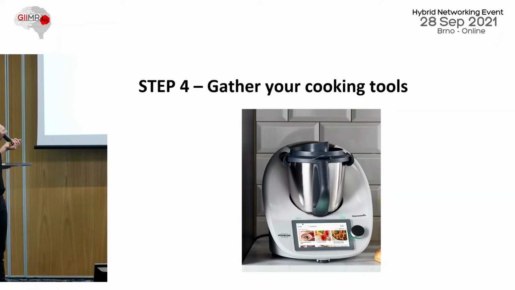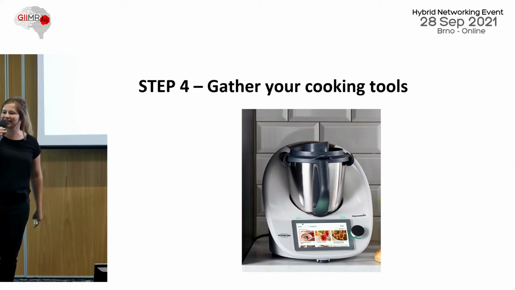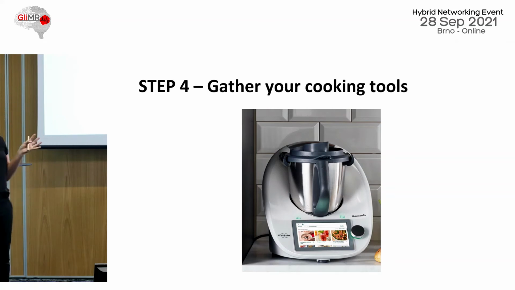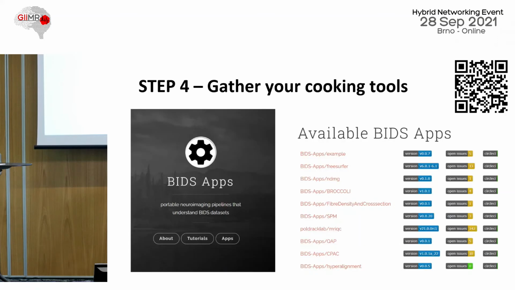And then you have to gather your cooking tools. I don't know if somebody knows this tool. This is a Thermomix, Esther knows it. So it's actually a very cool tool. You can just put your ingredients in it, and then it creates something more or less. A lot of cooks like it. And we do have those kind of tools.